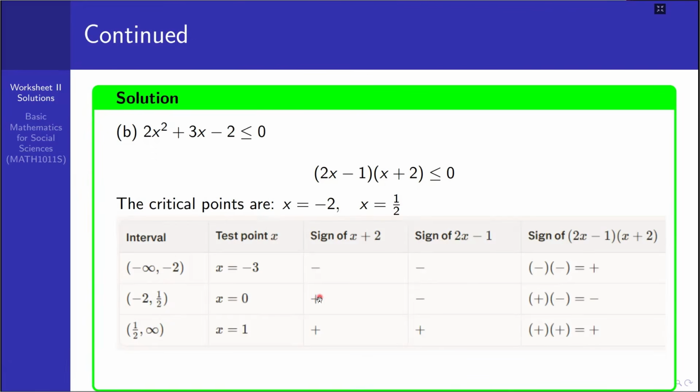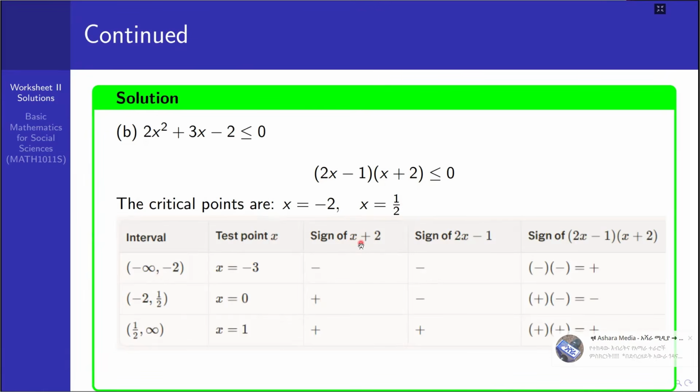For example, from negative infinity to -2, x plus 2 is negative. Just as a testing point, -3 is within this interval. If we substitute -3 for x here, it is negative, so x plus 2 is always negative within this interval. In between -2 and positive 1/2, if we take a value greater than -2, for example 0, and substitute 0 here, x plus 2 becomes positive.